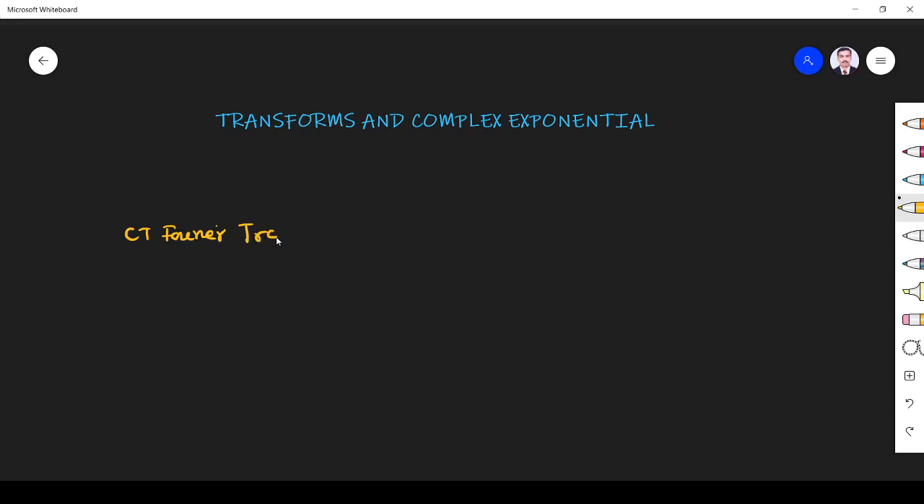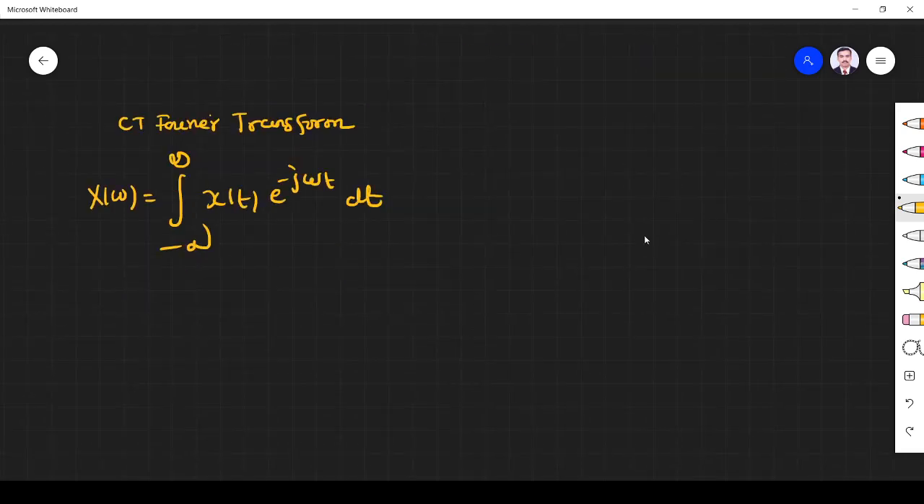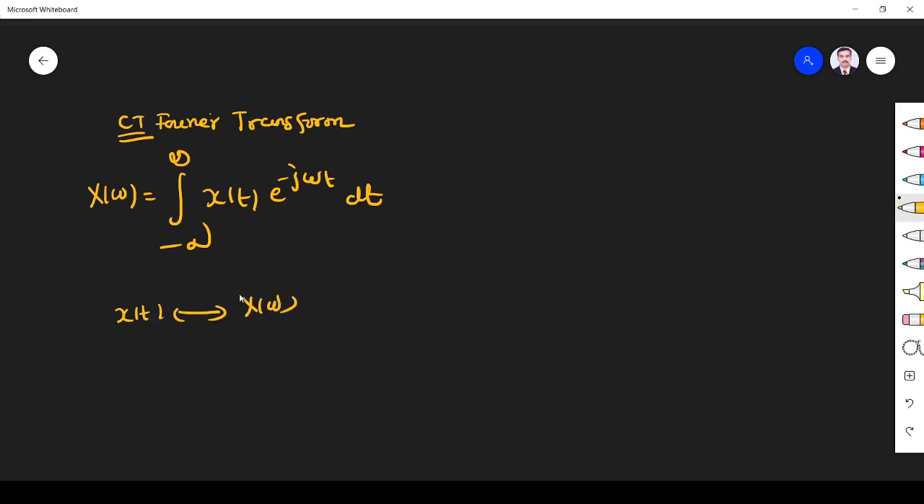Continuous time Fourier transform. This is given by X of omega is equal to the integral from minus infinity to plus infinity of x of t e power minus j omega t dt. So this will give the frequency of the continuous time signal. Since it is a continuous time Fourier transform, it will convert continuous time domain signal into continuous frequency domain signal. If you take inverse Fourier transform, we can get back the original time domain signal.